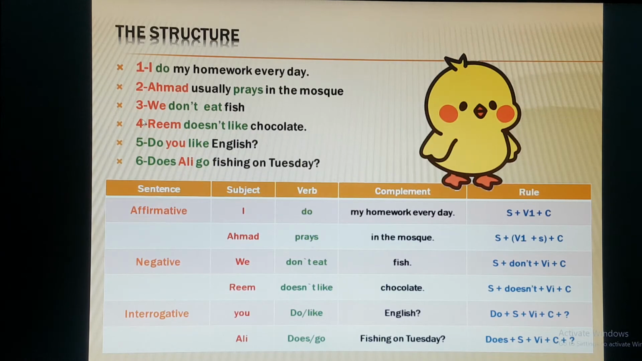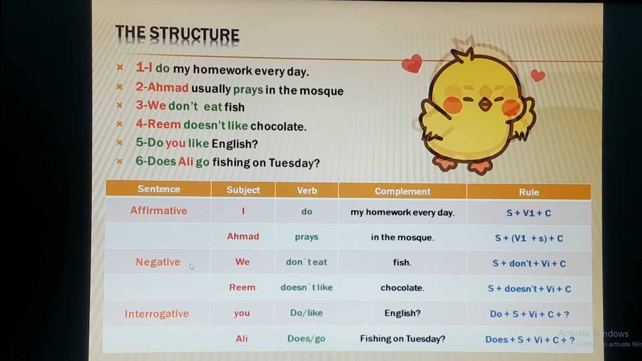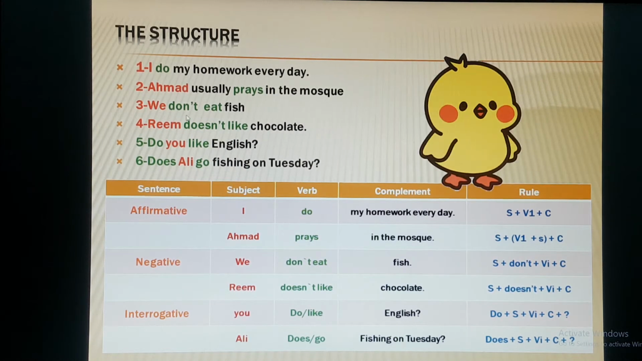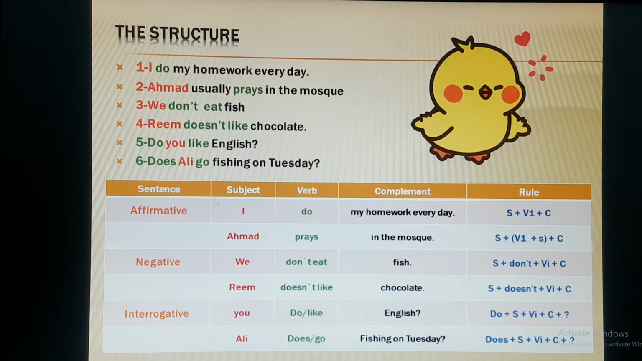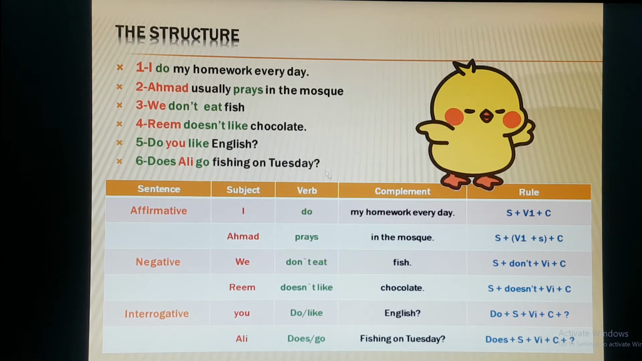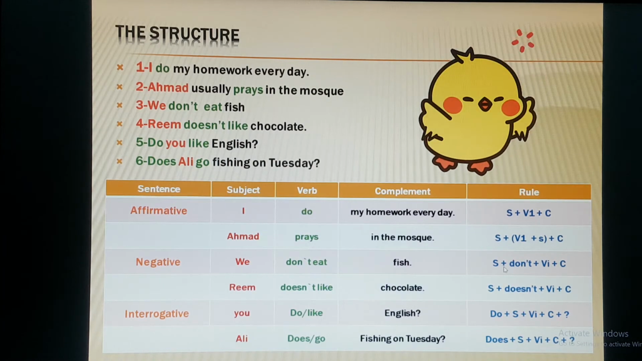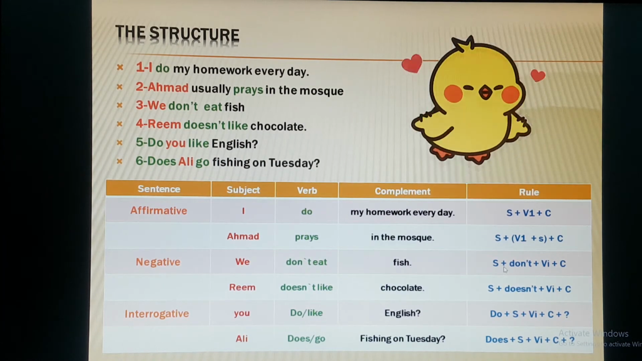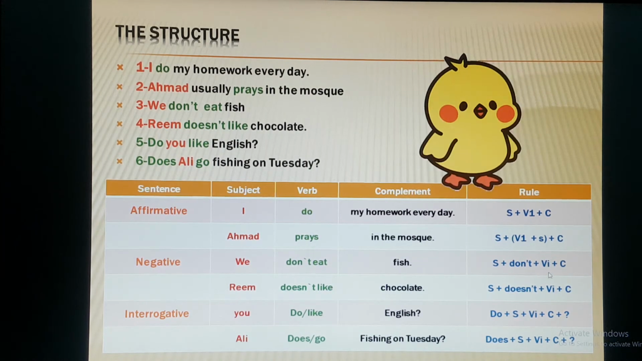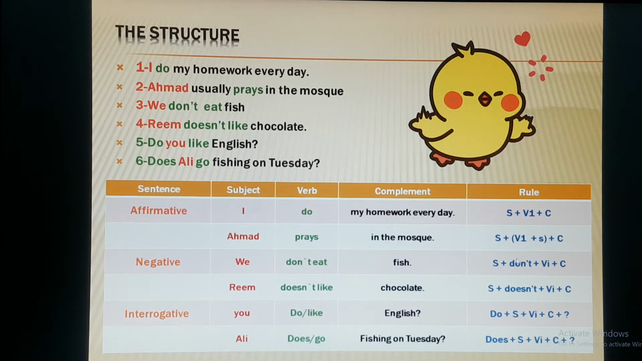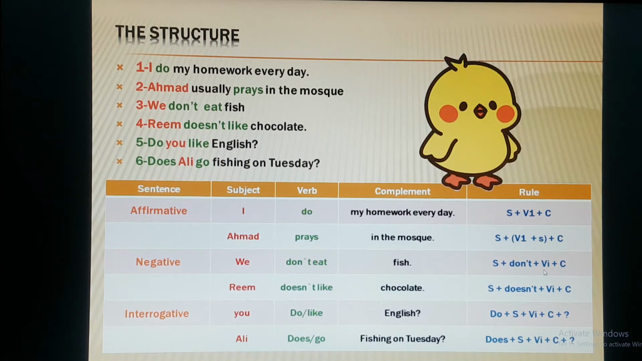Now let's go to 3. We don't eat fish. This sentence is negative. The subject is we, don't eat is the verb, fish is the complement. Okay, so here the main rule is subject. لما تكون عنا الجملة المنفية القاعدة بتاعتها subject plus don't plus verb 1. شو يعني verb 1 صبايا؟ verb 1 يعني verb infinitive فعل مجرد plus complement. دائما بعد don't بنحط verb infinitive فعل مجرد.